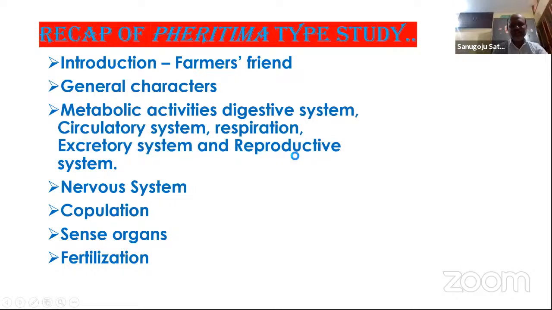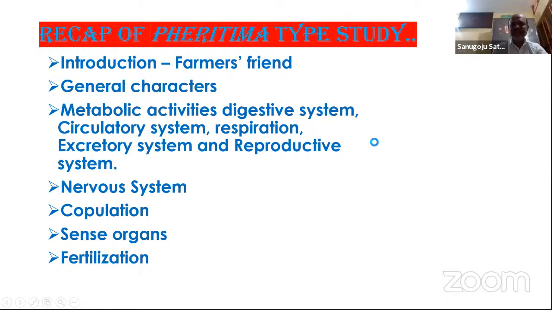As far as the reproductive system is concerned, we will discuss it in detail today. The male parts are developed in advance of the female. That is why the earthworm is called protandrous. Both the sexes are present in a single individual. What do we call it? Hermaphrodite. Very good. Hermaphrodite and protandrous. And the reproductive male parts are well developed.